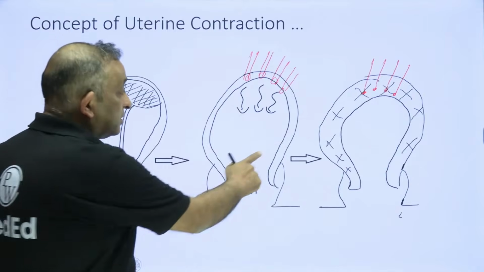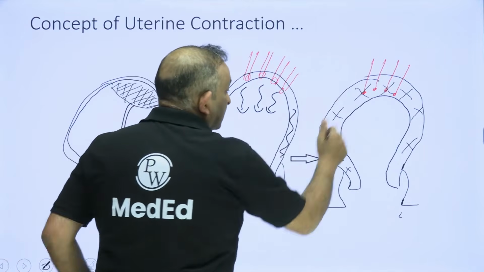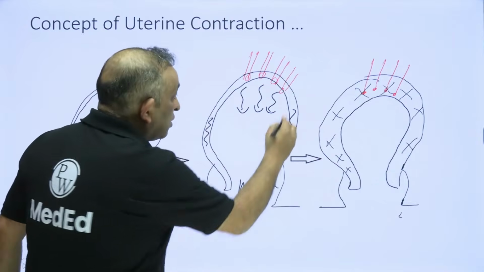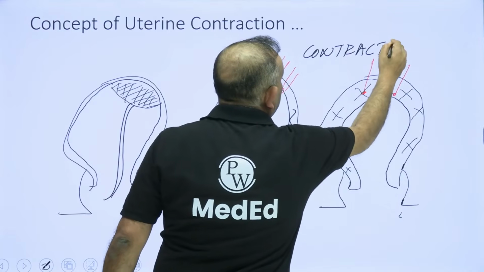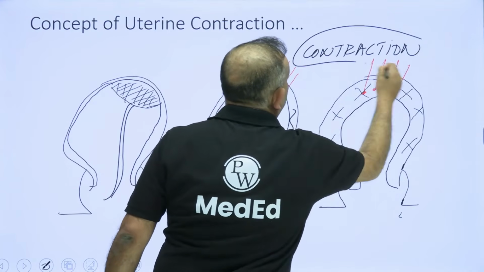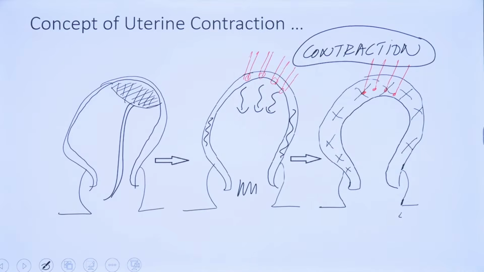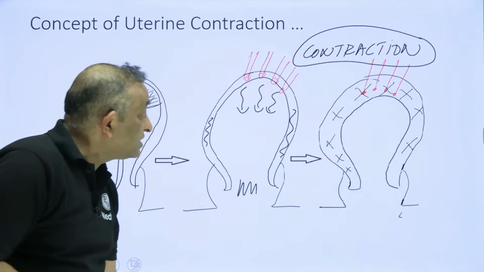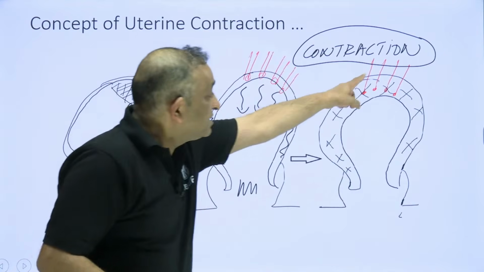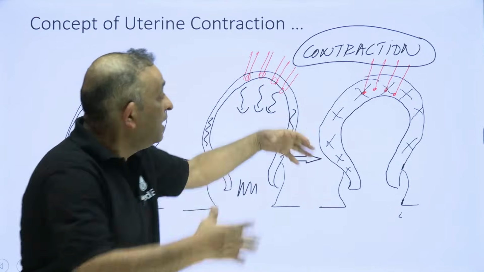So when the uterus contracts, look at this muscle here. Now look at the muscle here. It is contracted. So contraction of the uterus is paramount. When the uterus contracts, look at these blood vessels, big blood vessels, bleeding is happening, uterus contracts.